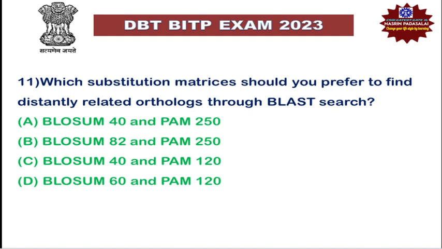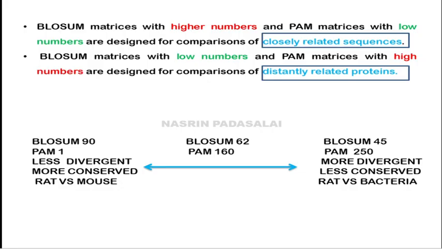First question: which substitution matrices should you prefer to find the distantly related orthologs through BLAST search? BLOSUM matrices, which means block substitution matrices, and PAM matrices, which means point accepted mutation. Don't go in depth about studying these matrices. BLOSUM matrices with high number and PAM matrices with low number are designed for comparing closely related sequences.